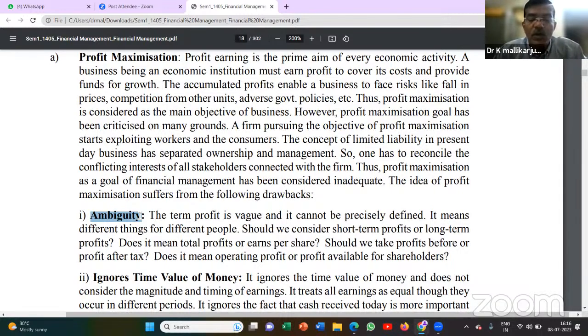Is it operating profit, non-operating profit, short-term profit, long-term profit, gross profit, or net profit? Which profit are we going to maximize? That is the reason profit maximization is ambiguous. So we give priority to wealth maximization.